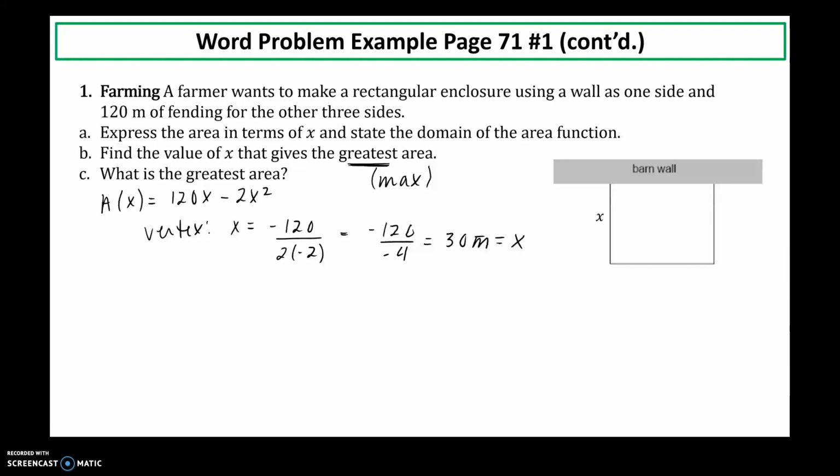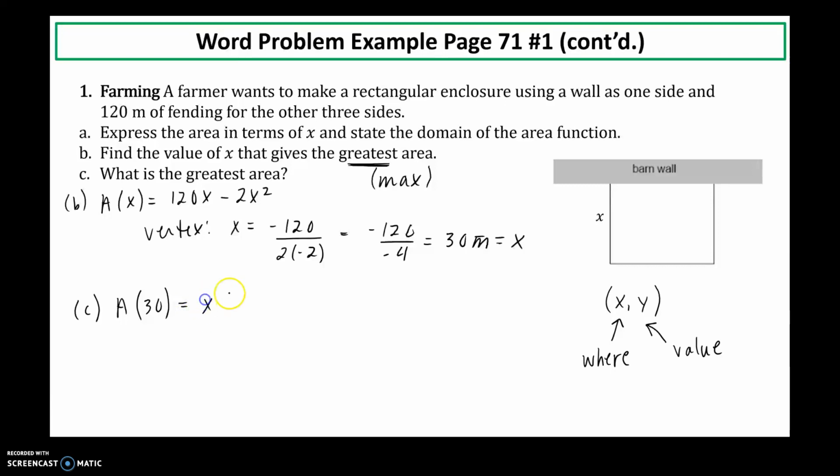Okay? Now think about what your maximum is. So we know that our vertex is x comma y. Recall from unit 1, x represents where it occurs. Y represents what it actually is. So to answer part C, okay, so this was B. So to answer part C, to find the area, I want the area when x is equal to 30 meters.